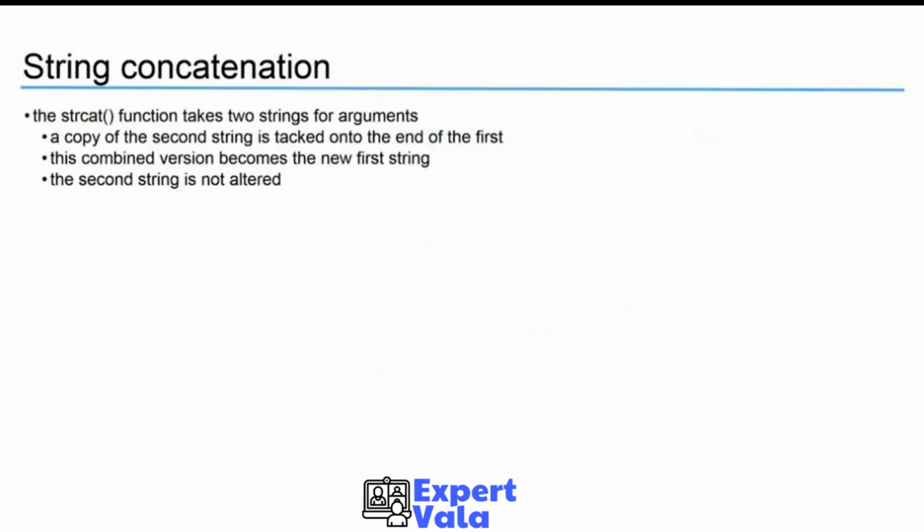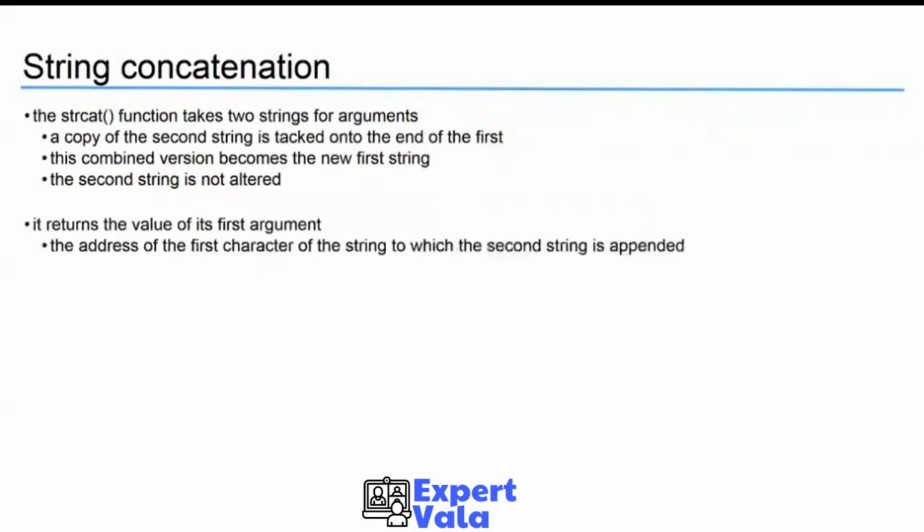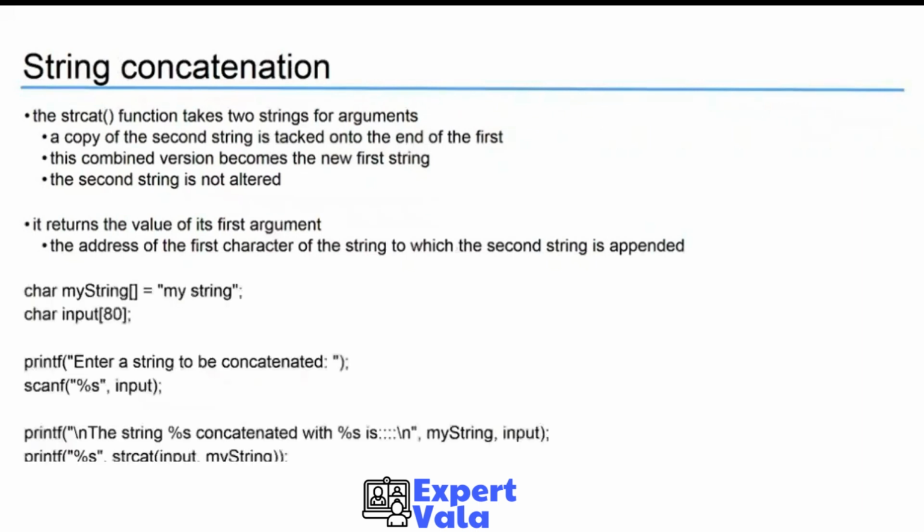The second string is not altered, only the first. It will return the value of its first argument, the address of the first character of the string to which the second string is appended. So it returns something telling you where you actually appended it, if you ever need to use that.